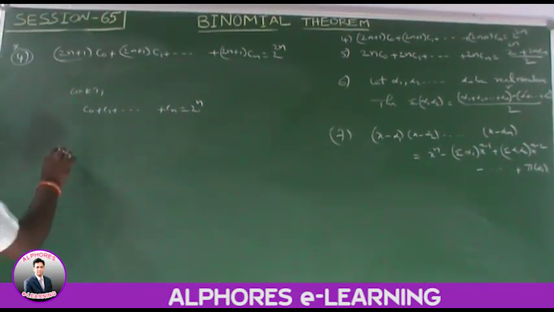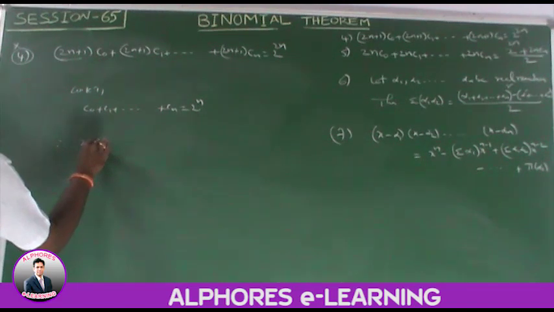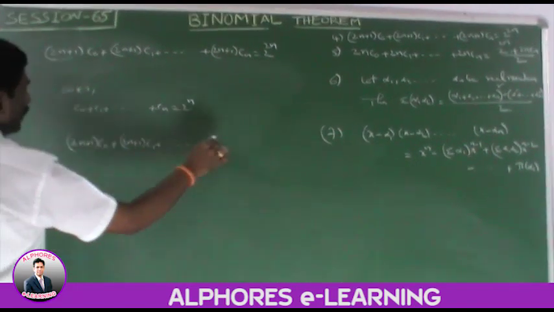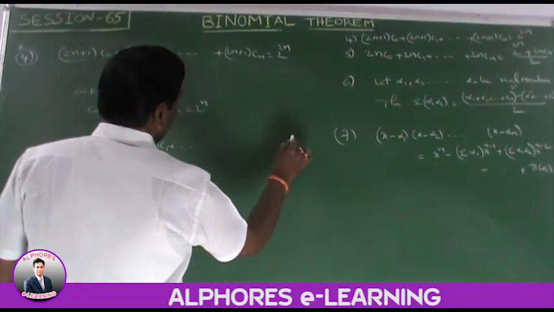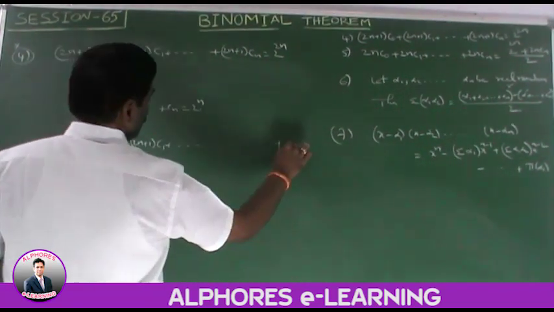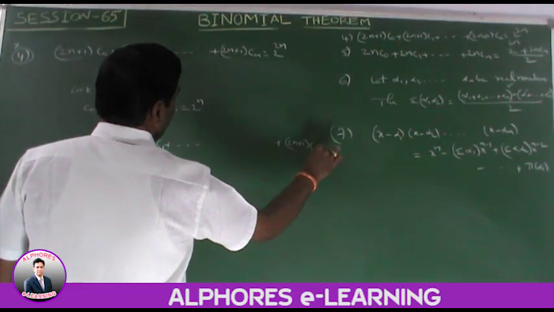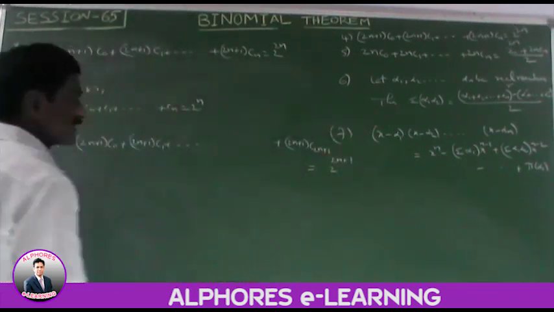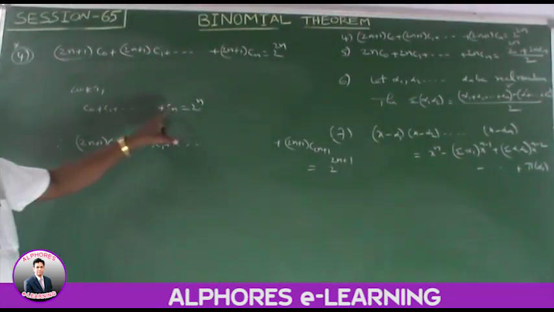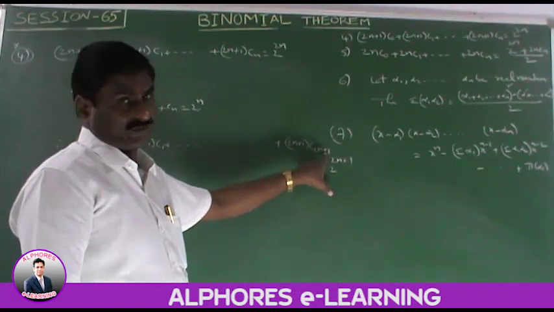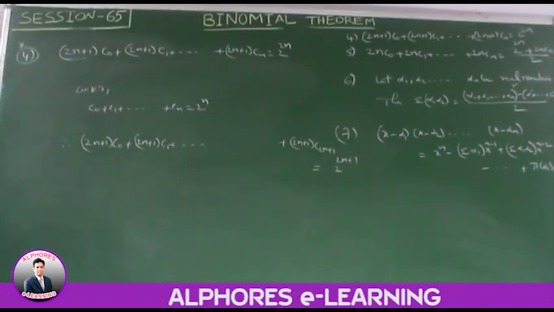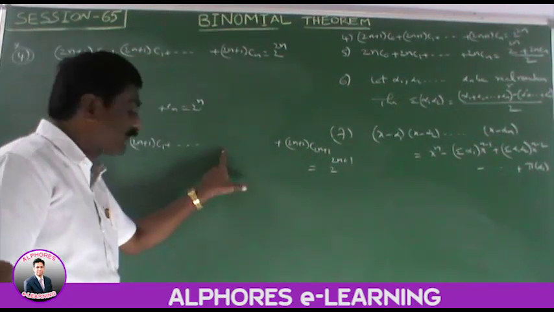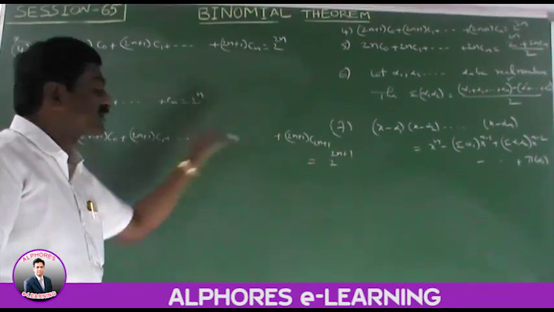But here, what is the value of n? It is 2n plus 1. Therefore, 2n plus 1 C0 plus 2n plus 1 C1 plus so on. What is the last term? The last term is 2n plus 1 C 2n plus 1, and the value is 2 power 2n plus 1. Is it true or false? Please observe these values, but the required value is only 2n plus 1 C0 to 2n plus 1 Cn. The terms lie in between these values.